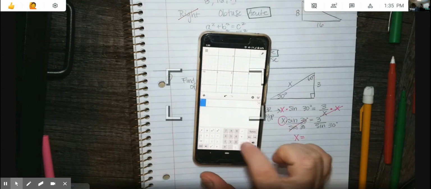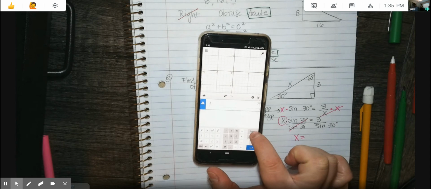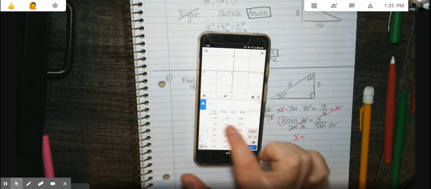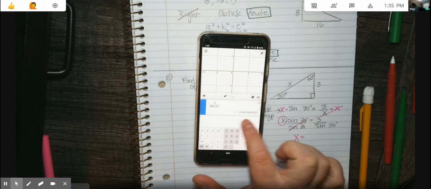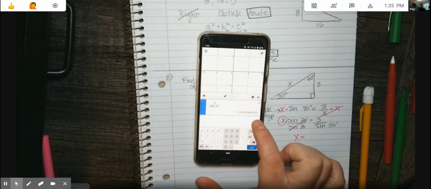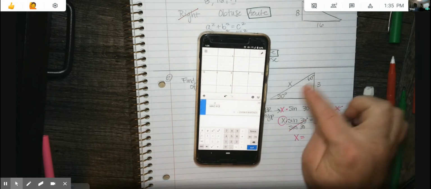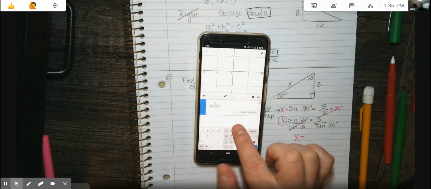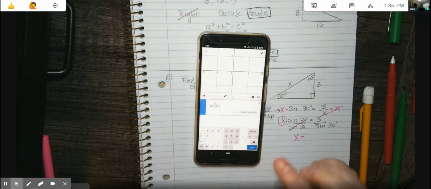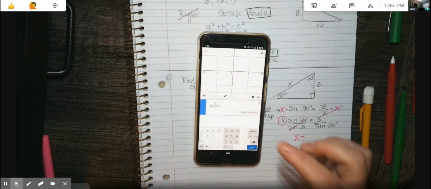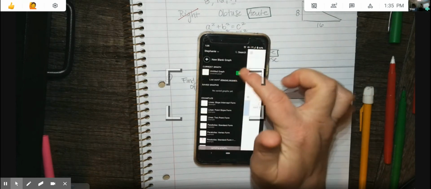So I'm going to do 3 divided by, and I'm going to change my functions here. Click sine and 30. And I can see that that comes up as a -3, which we know is not actually possible when you're dealing with the side length. Clearly, that's not negative. So if you come up with a funky thing like that, then that tells you that your calculator is not in the right mode. I need this calculator to actually be in scientific calculator mode.